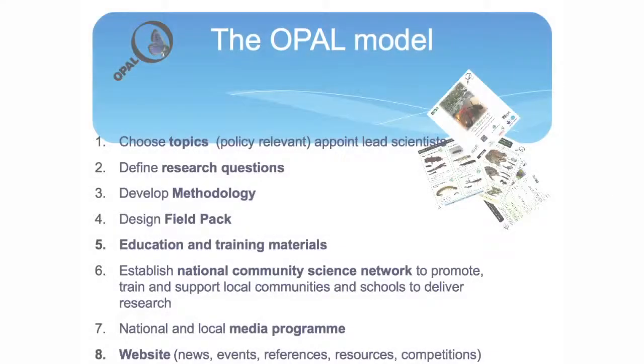Let me show you briefly an experience in Great Britain, which is very relevant and is at the basis of the European Citizen Science Association. It's the OPAL model: how this big project in England engaged more than 600,000 people in monitoring the quality of water, soil, air, biodiversity, and climate.